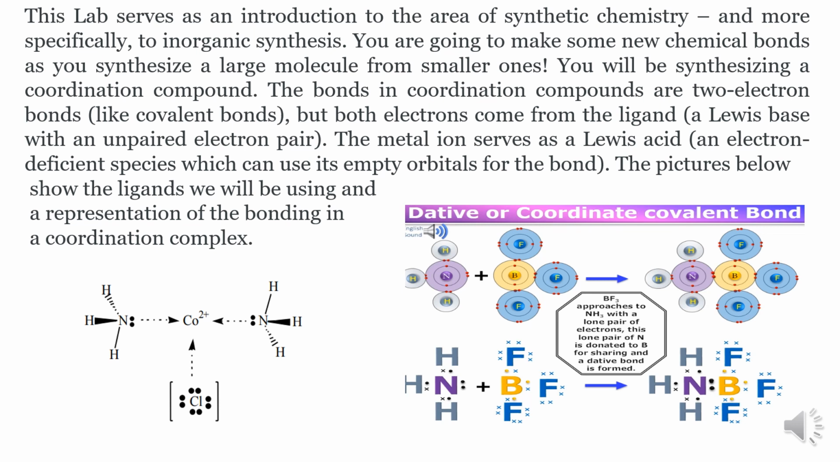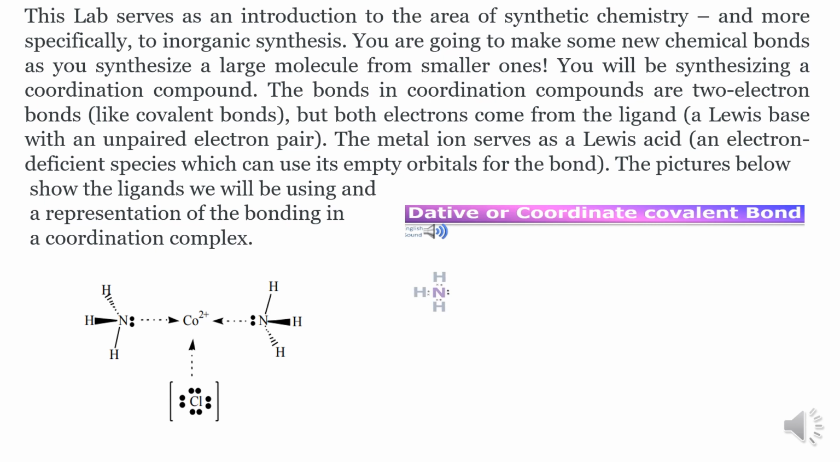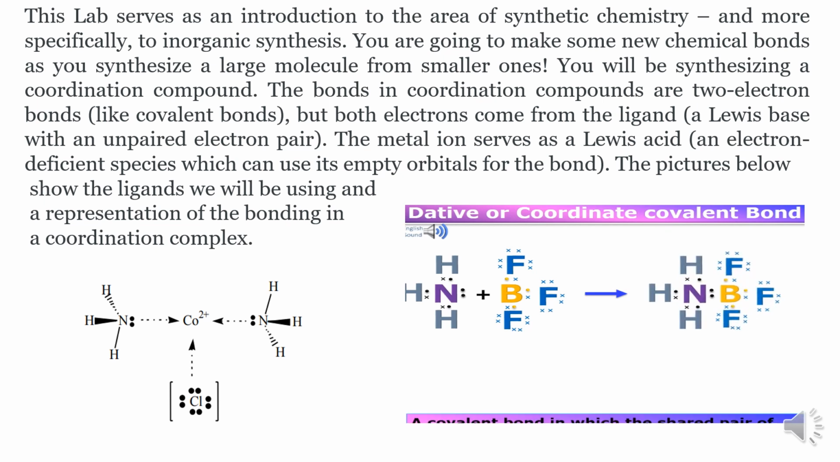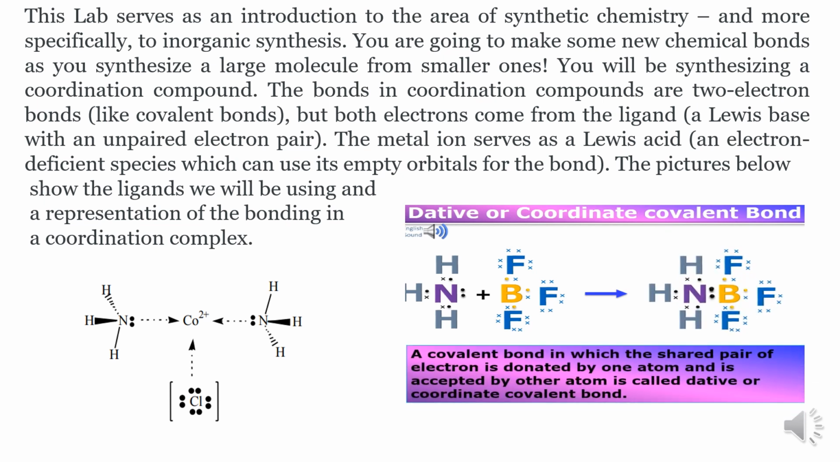BF3 approaches NH3 with a lone pair of electrons. This lone pair of nitrogen is donated to boron for sharing and a dative bond is formed. A covalent bond in which the shared pair of electrons is donated by one atom and is accepted by the other atom is called a dative or coordinate covalent bond.